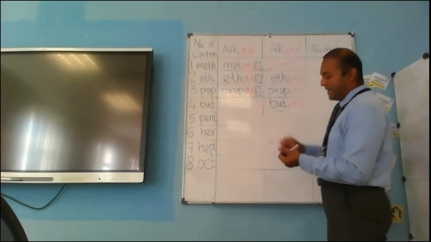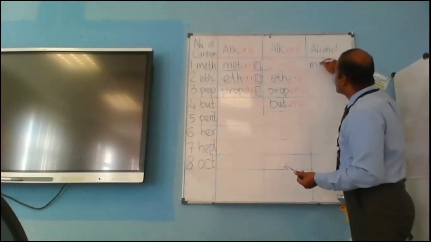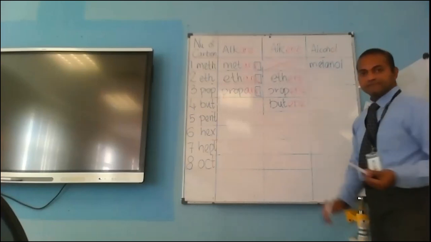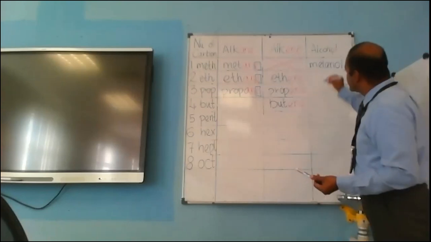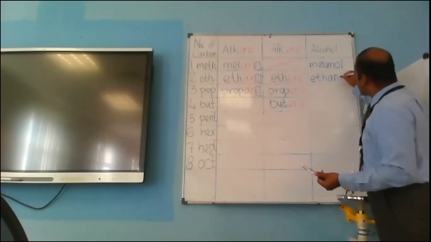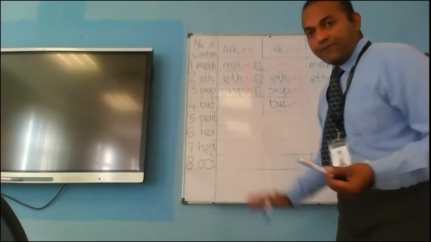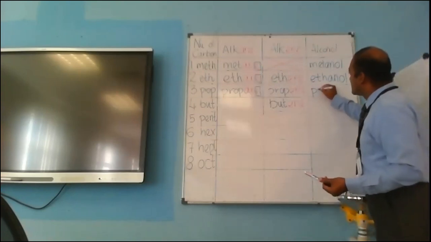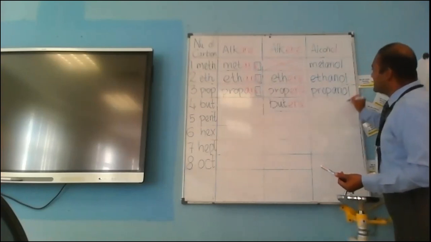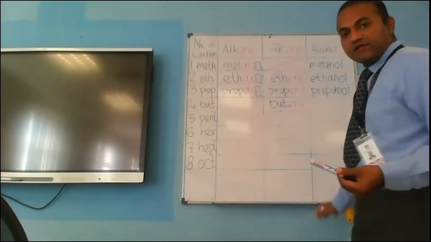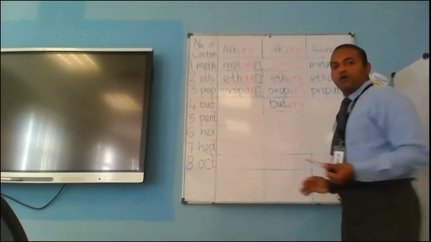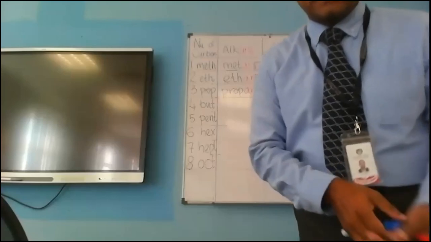So if we see methane, change the E, OL. If it is an ethane, write the same thing, change the E, OL. If you have a propane, change the E to OL. In the same manner, you would be able to name all of these hydrocarbon for alkane, alkene, and alcohol. So that is our first work that was given for you the last week.